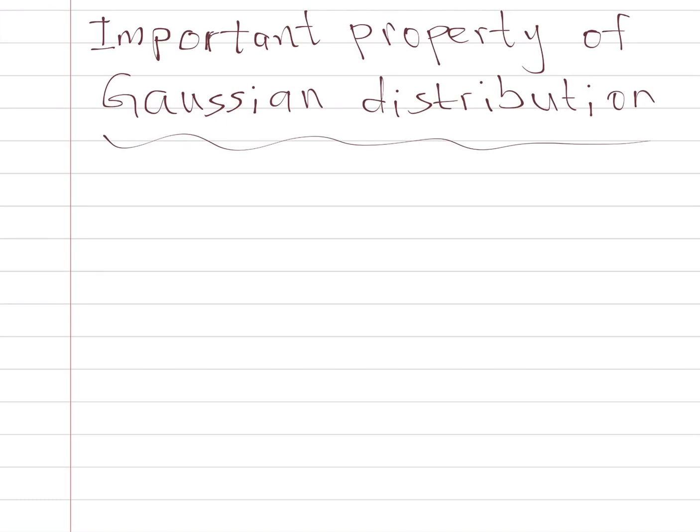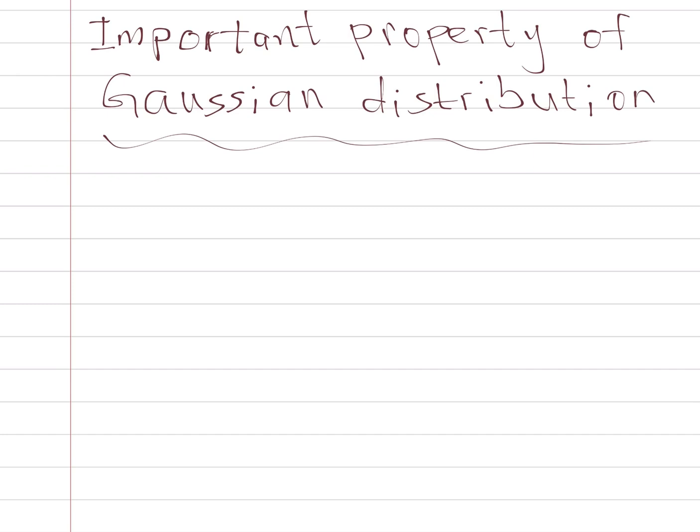Hello everyone. So today's lesson is about one of the important properties of the Gaussian distribution. This property states that a linear transformation of a Gaussian random variable is also Gaussian distributed. So what does that mean?